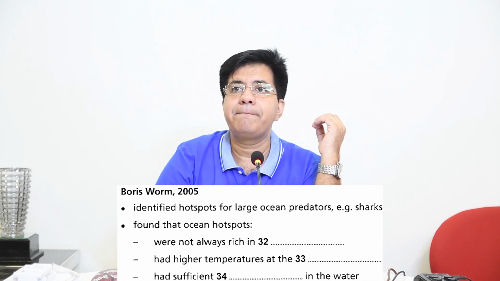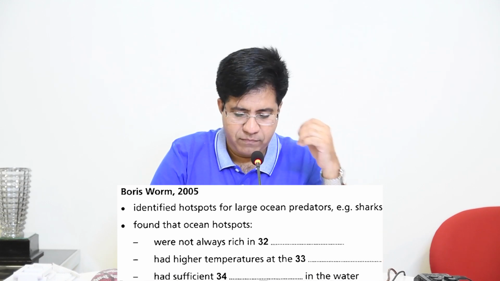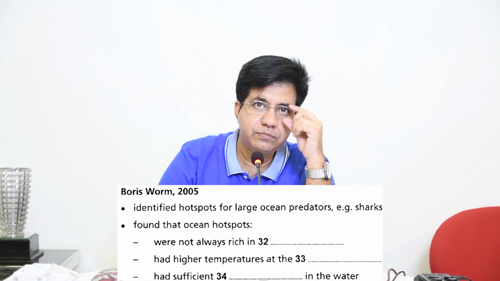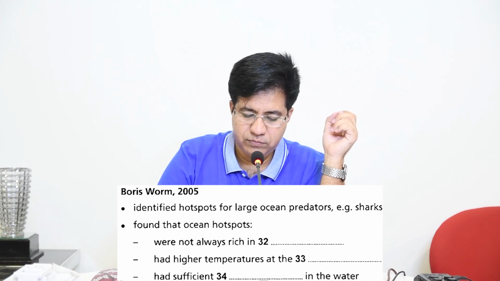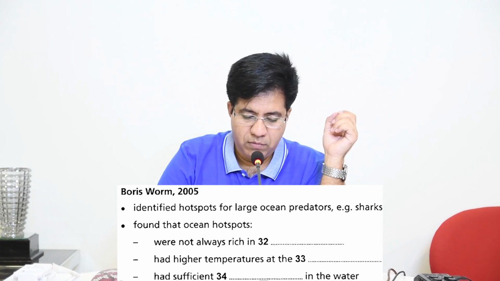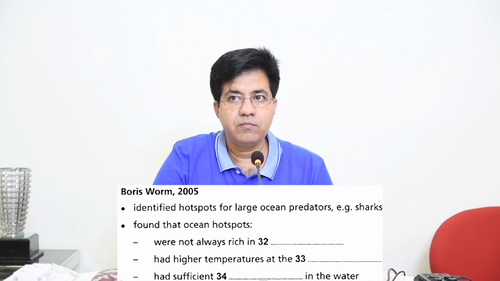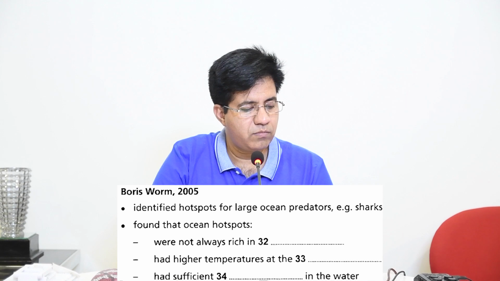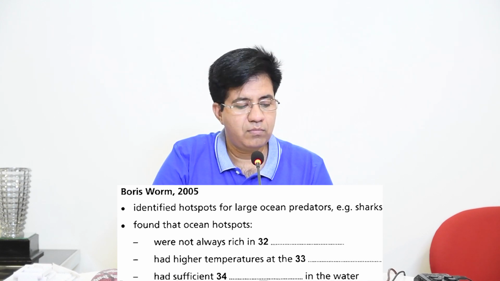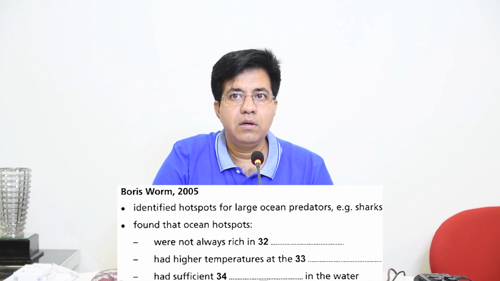Listen again. Then a Canadian biologist called Boris Worm did some research in 2005 on data on ocean species that he got from the fishing industry. Worm located 5 hotspots for large ocean predators, like sharks, and looked at what they had in common. The main thing he'd expected to find was that they had very high concentrations of food, but to his surprise, that was only true for 4 of the hotspots. The remaining hotspot was quite badly off in that regard.